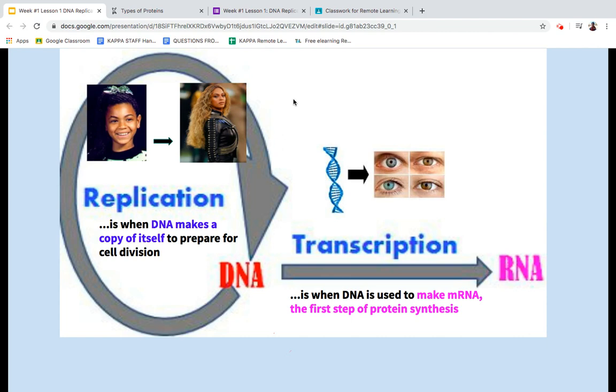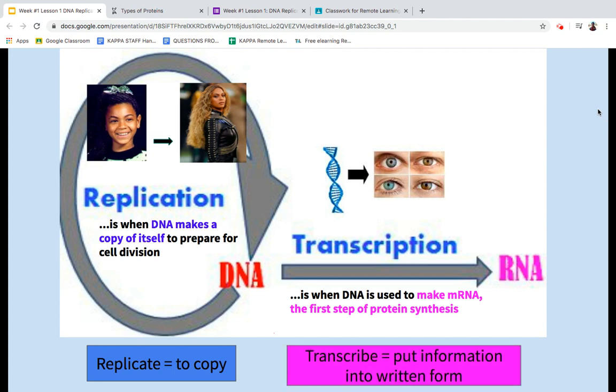So replication means to copy, and transcription or transcribe means to put information into written form. That's one way you can remember it. Replication is when DNA makes a copy, and transcription, if that means to write, we can remember that mRNA gets written from the information of DNA.